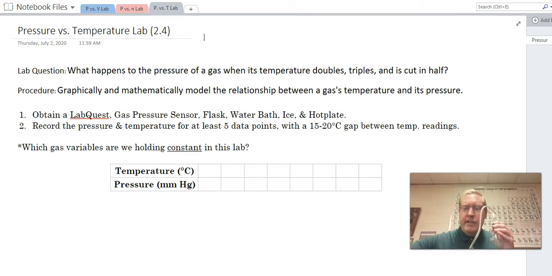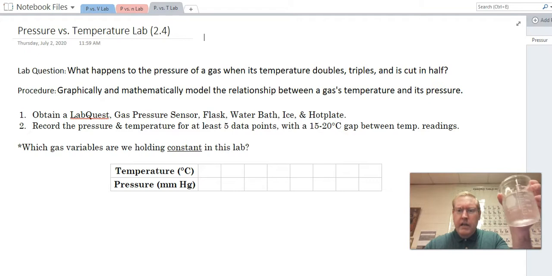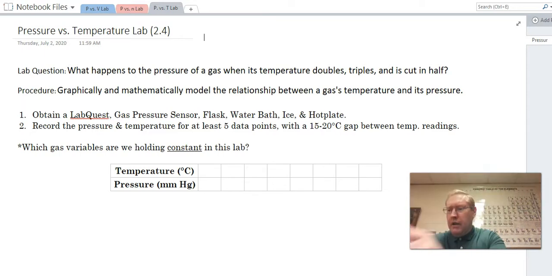No syringe this time because the reason I'm keeping my gas in this flask is I want to be able to conveniently change its temperature. And the way to do that is with a water bath. So what I've started with here, I've got a 400 milliliter flask, and in it I've put some water and ice. So I'm going to start at a cold temperature. So I'm going to go ahead and stick my flask, you can see that, down into my water bath, and let that start chilling.